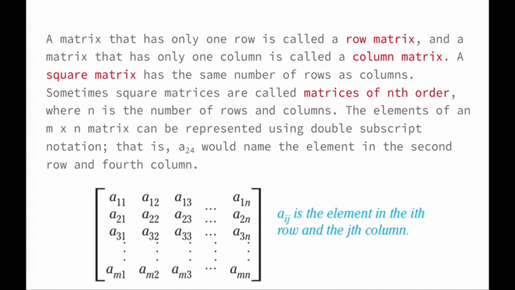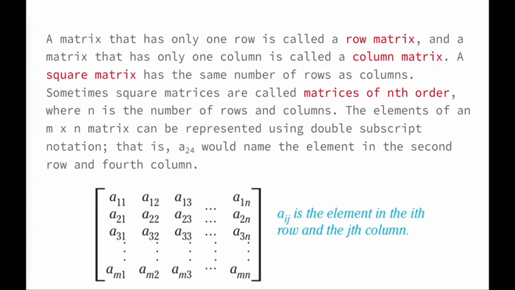A matrix that only has one row is called a row matrix. And a matrix that has only one column is called a column matrix. A square matrix has the same number of rows as columns. Sometimes square matrices are called matrices of nth order, where n is the number of rows and columns. So a matrix of 5th order would have 5 rows and 5 columns.